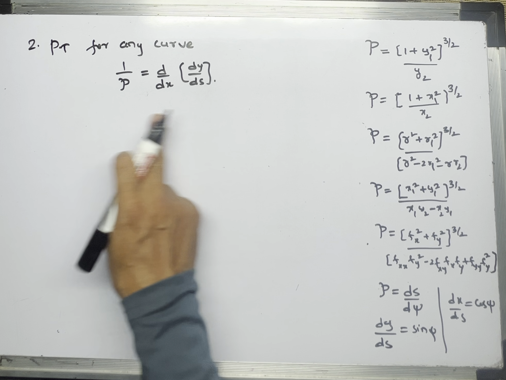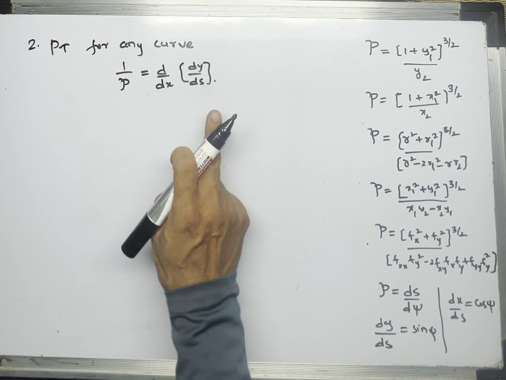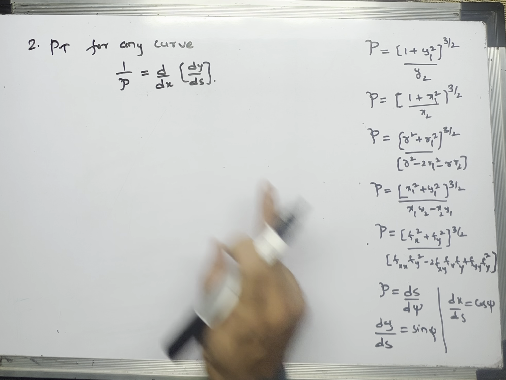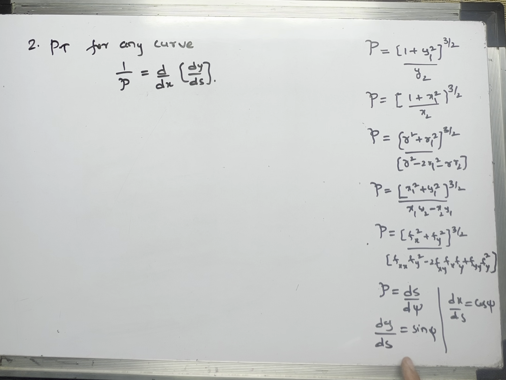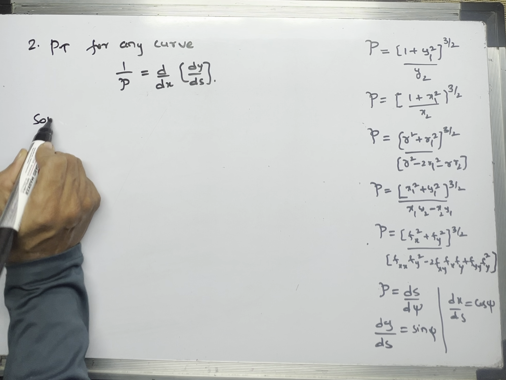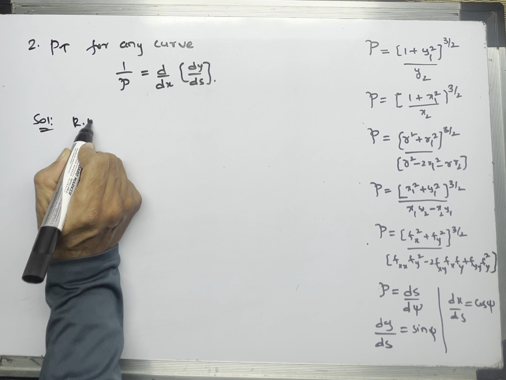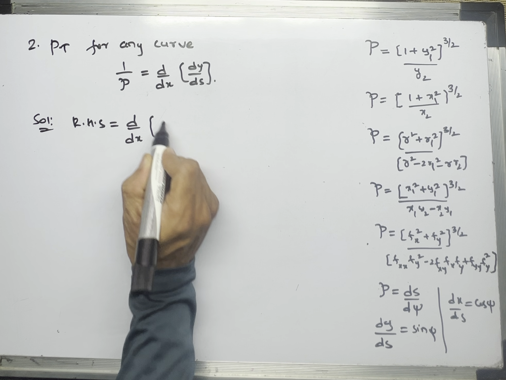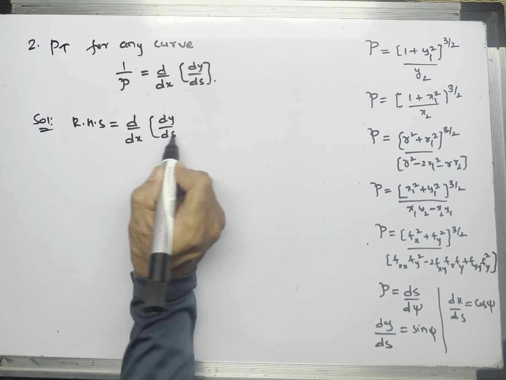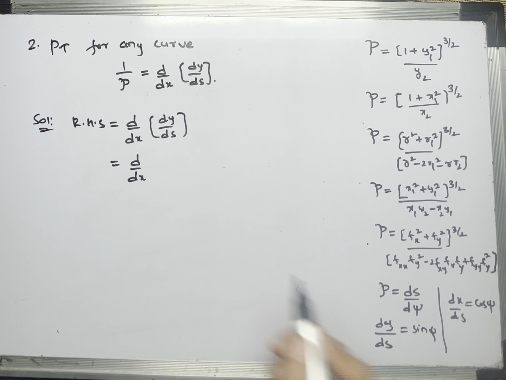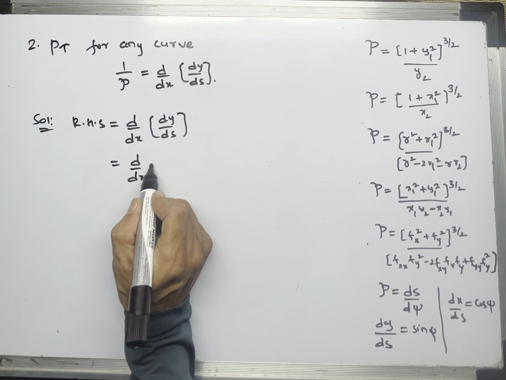To simplify this function, these are the basic formulas: when you find dx by ds or dy by ds, you can remember these two formulas. So we can consider the right hand side now. In the right hand side we find d by dx of dy by ds. Now we know that dy by ds is sin psi.